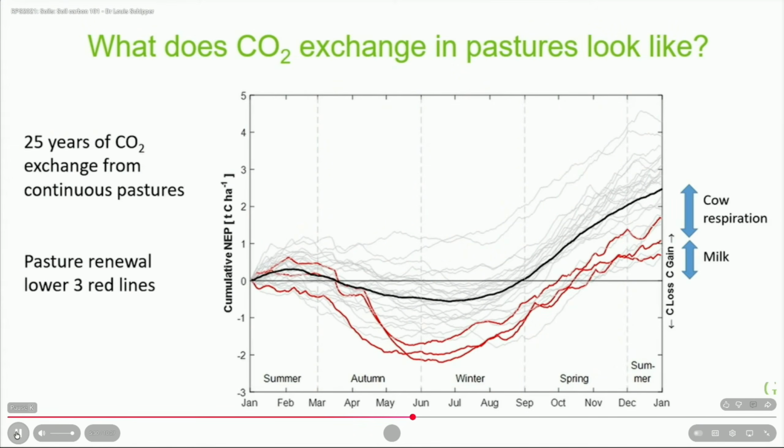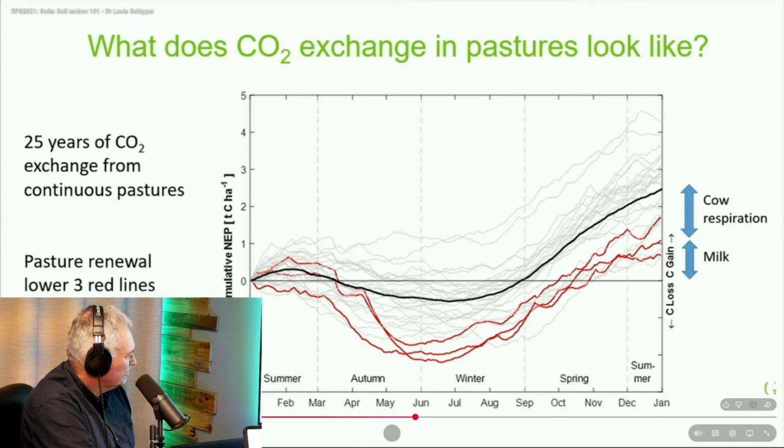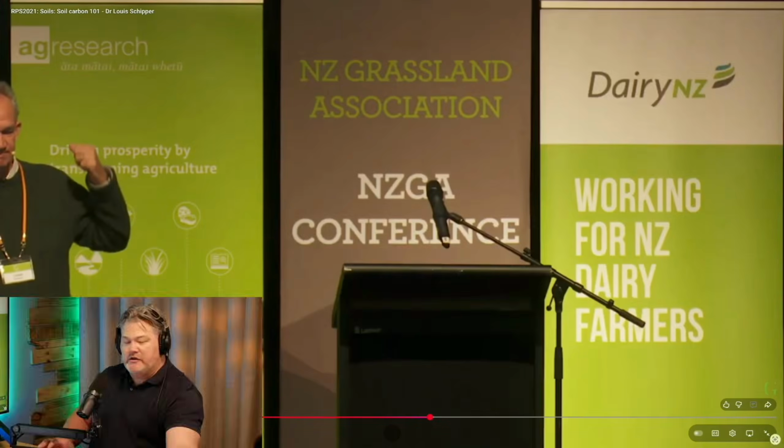So you come to the end of this year for those renewed pastures and you've lost carbon. How fast they recover, we don't really know that very well yet. Probably is going to happen, but we don't really know all that well. So if we can reduce the number of times that we do this, that would be great. Okay, right. And you agree with him on that? I totally agree with him, absolutely.